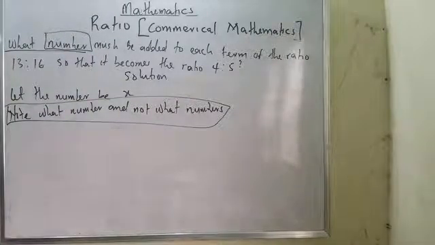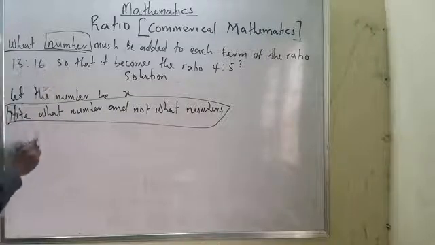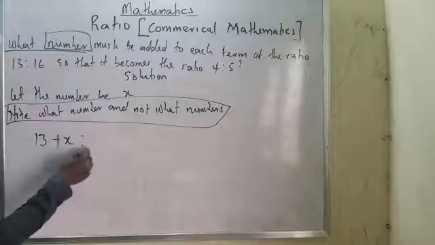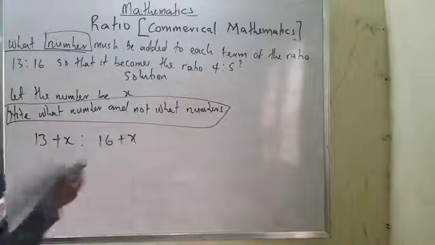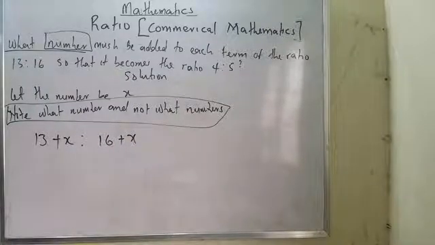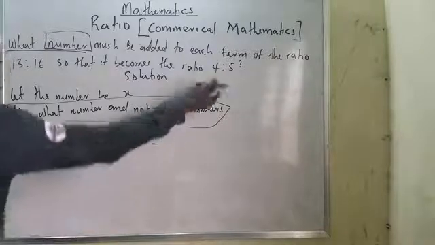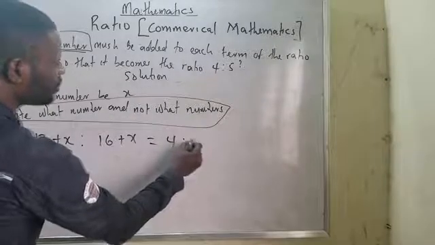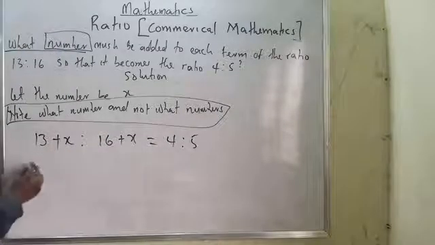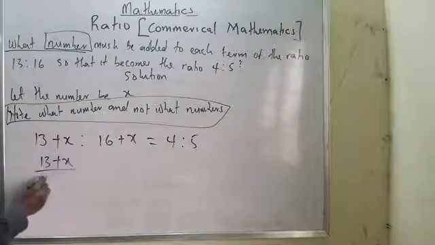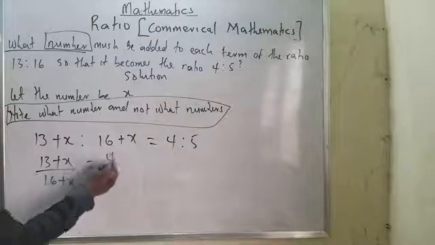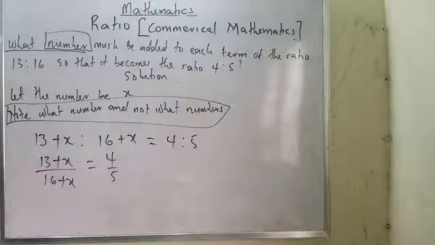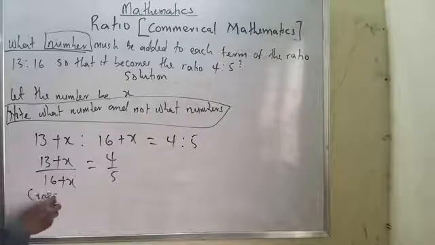Now, the next thing I will do is write the first one as 13 plus x ratio 16 plus x. That is very, very important. Which is equal to 4:5. Now, what I will do: 13 plus x divided by 16 plus x equals 4/5. Now, this is normal mathematics: you cross multiply. When you cross multiply, please cross multiply.